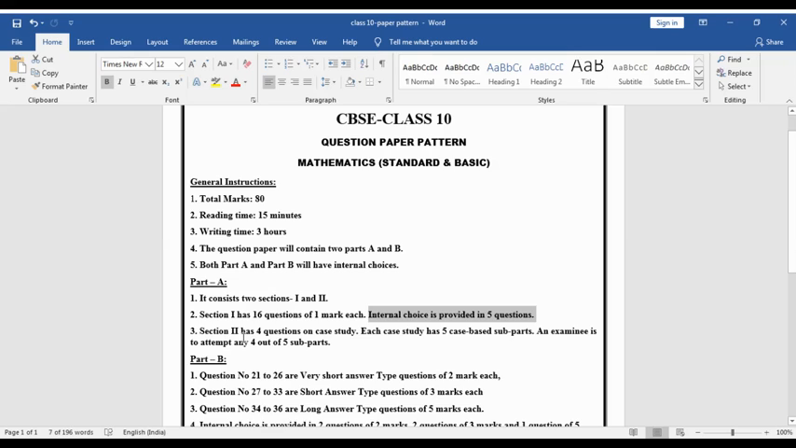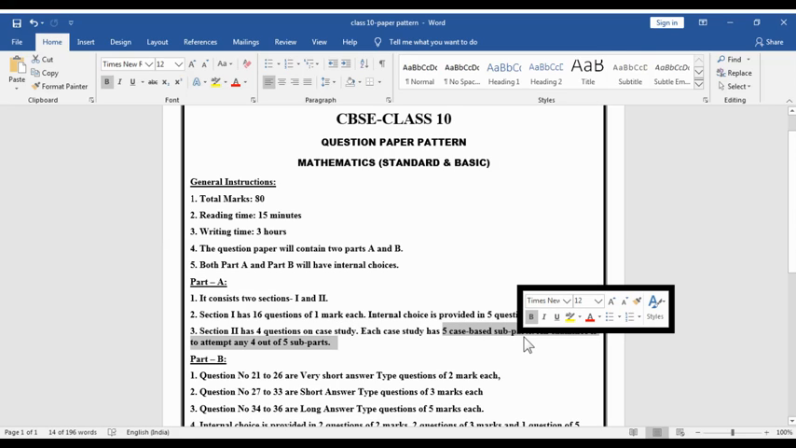Section 2 will contain 4 questions on case study. So this is the newly introduced pattern here, the case study questions. You will get 4 case study questions. All the 4 questions will contain 5 subparts. Out of 5 subparts, it is enough if you attend only 4. So here also there is an internal choice.